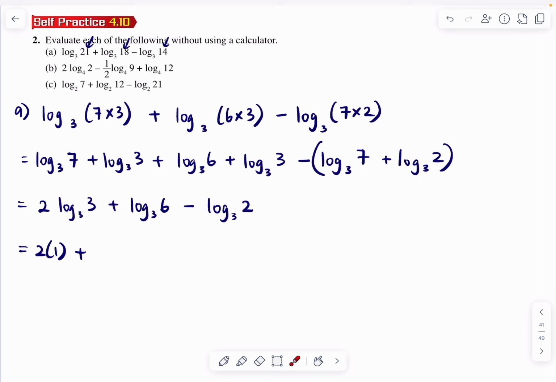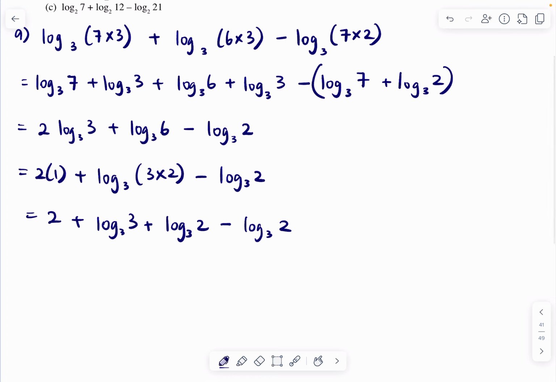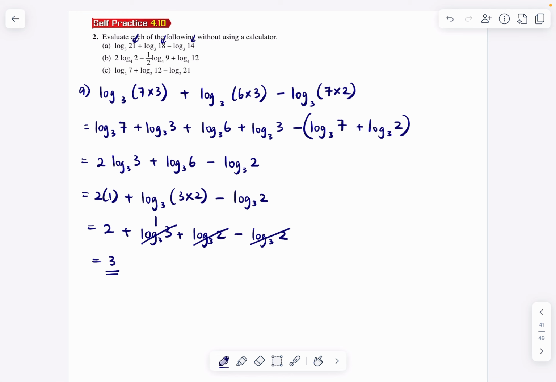Here we can't minus it because it's 6 and 2. So what we can do is break this 6 down further. So we can say log 3 3 times 2 minus log 3 2. 2 times 1 is just 2. This becomes log 3 3 plus log 3 2 minus log 3 2. Log 3 3 is 1. Log 3 2 minus log 3 2 cancels off. So we get 2 plus 1 is 3. This will be our final answer.